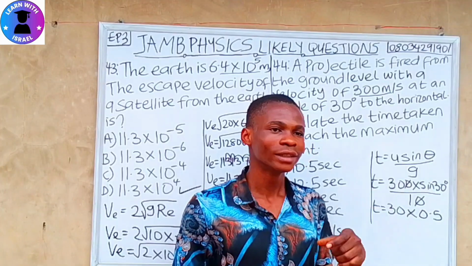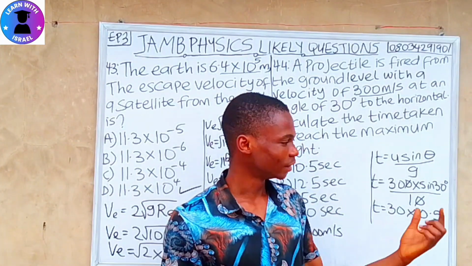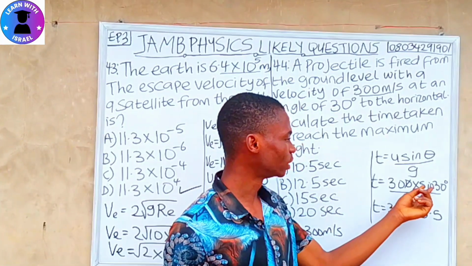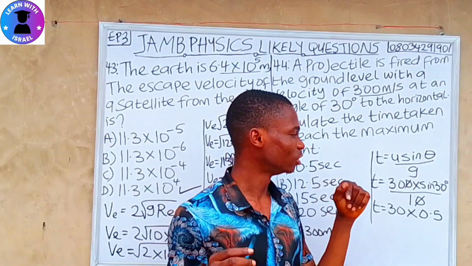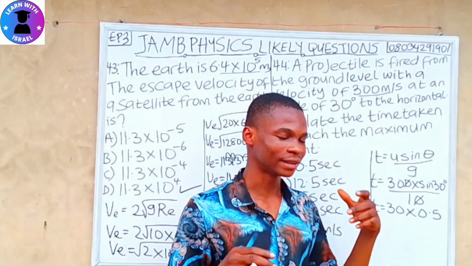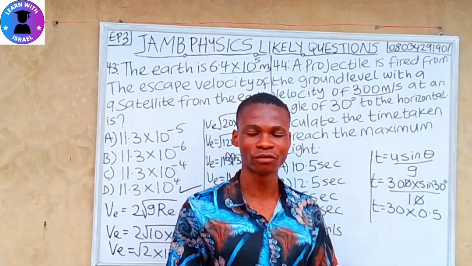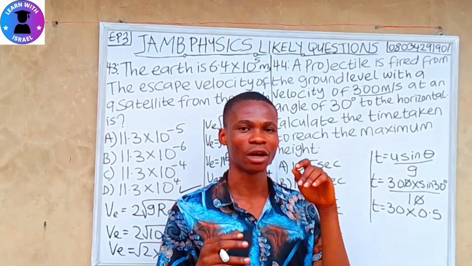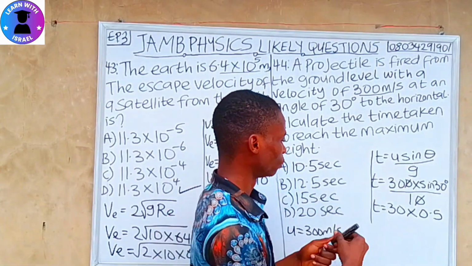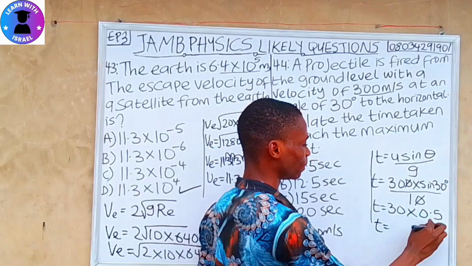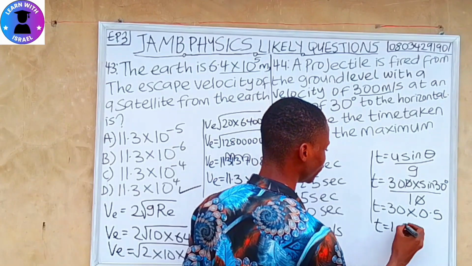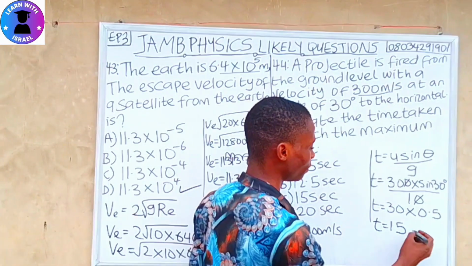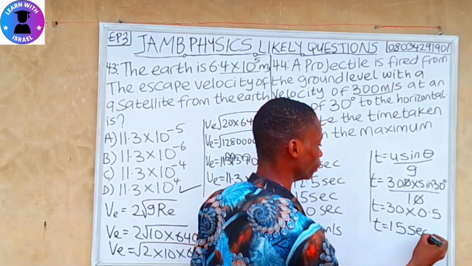The calculator JAMB put on their system does not have sine, it does not have cos. So you need to know it off hand. If you want me to make a video on this particular degree, sine 30, sine 60, cos 30, if you want to know the trick to calculate, just drop it in the comment section and I'll make a video on it. So let's multiply. Our t equals 30 multiplied by 0.5 is 15. And we can't leave it like that. Time is measured in seconds, so it will now be 15 seconds.